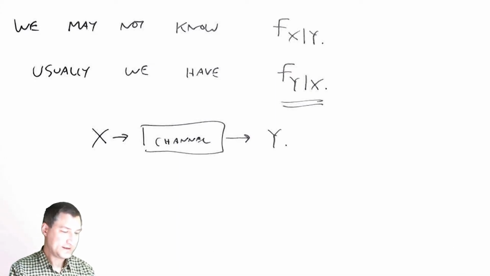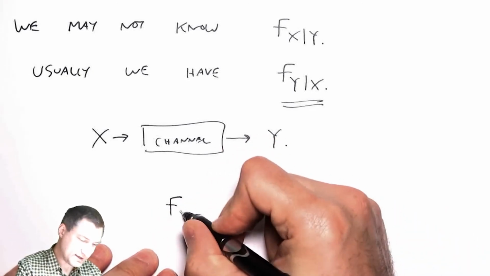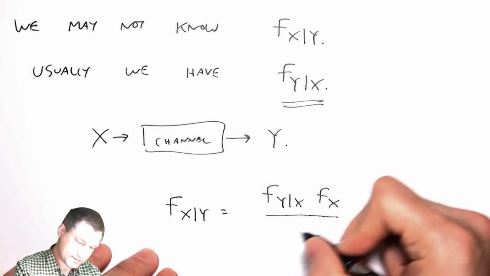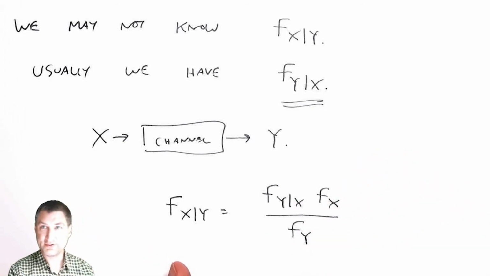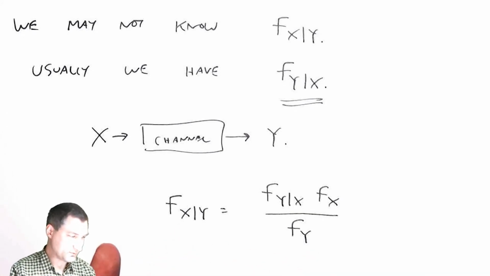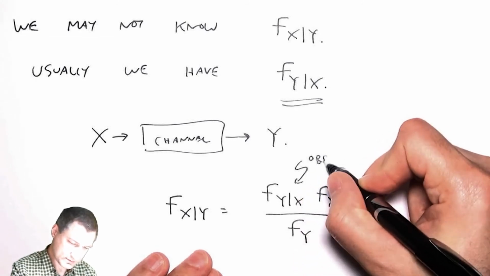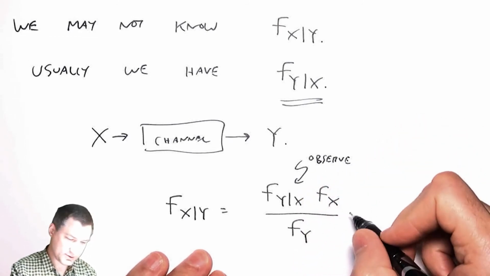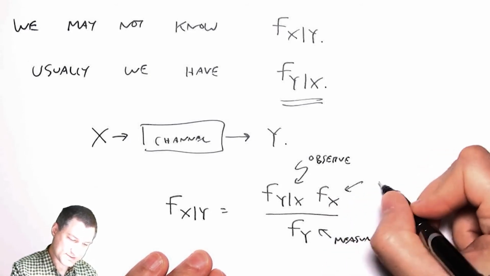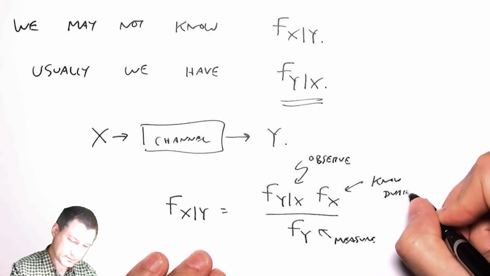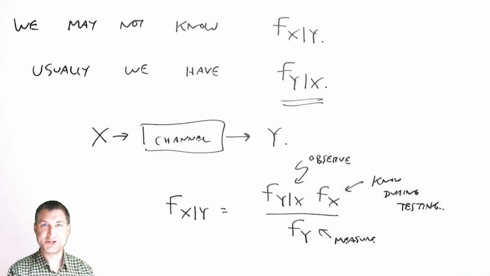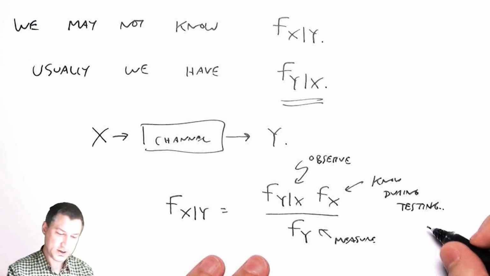Now, even if I had this, I could say, well, okay, I could get this by doing Bayes' rule, right? So I know that this is true. This is basically Bayes' rule, or if I move this over, I can get the joint. So I could observe this, and I could measure this also at the endpoint. And this is okay if I know, during my testing process, when I'm allowed to touch the channel, what the distribution of x is also.